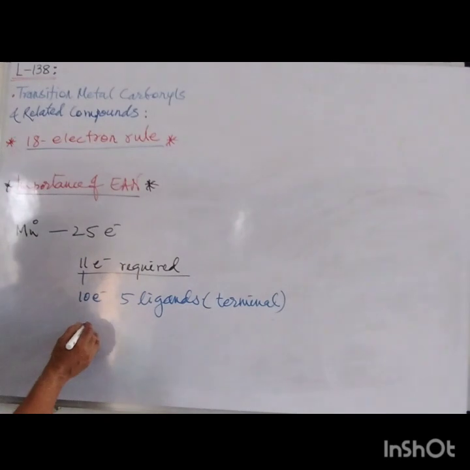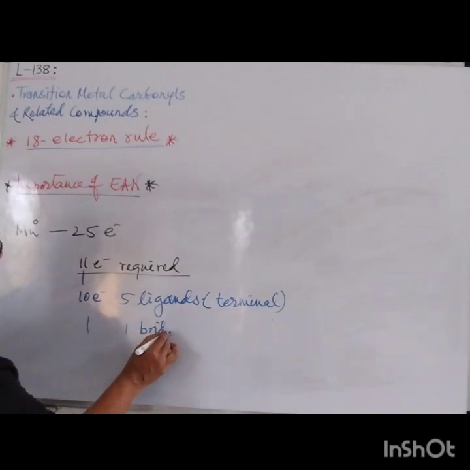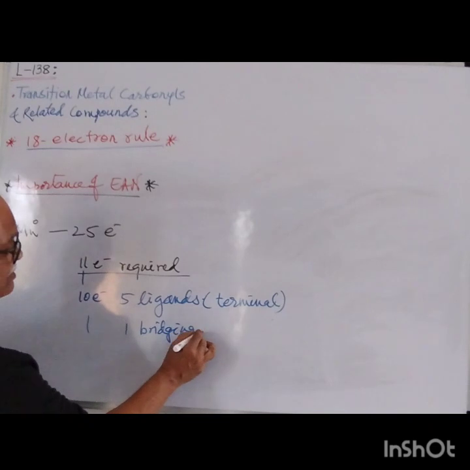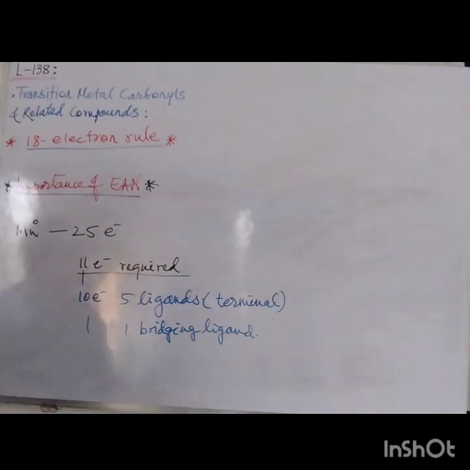Terminal positions, and 1 electron can be contributed by 1 bridging ligand. So in this way you can complete the requirement. As a result of this, this requirement can be completed by bridging.